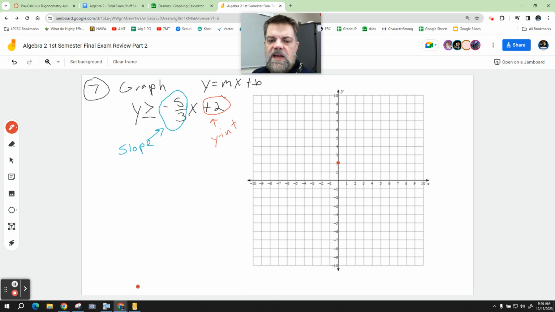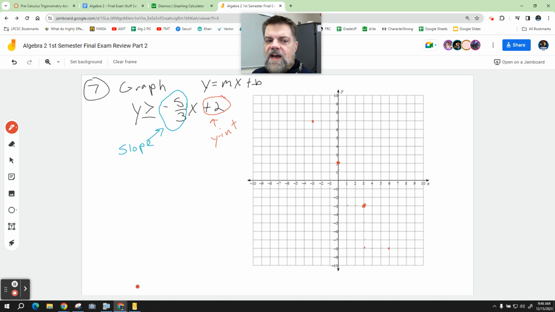And then from there I would do the slope. It's a negative slope, so that means I would go down 5, 1, 2, 3, 4, 5, then go over 1, 2, 3. And then I would go the opposite direction. I'd go up 1, 2, 3, 4, 5, and then go over 1, 2, 3. And then the other one will be over here somewhere.